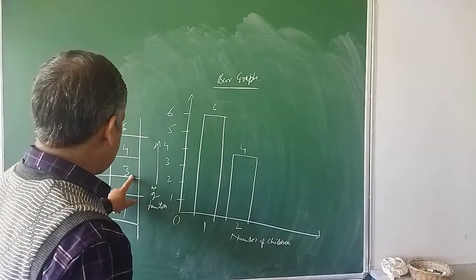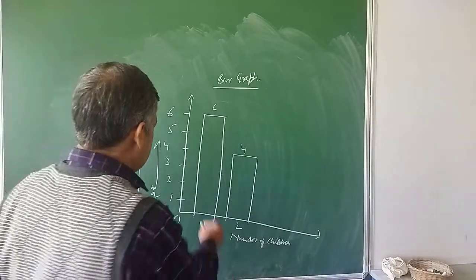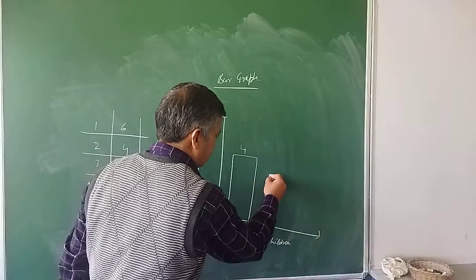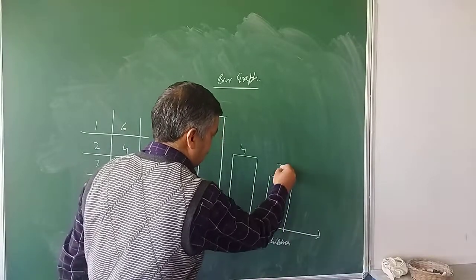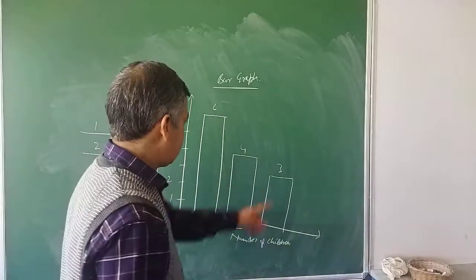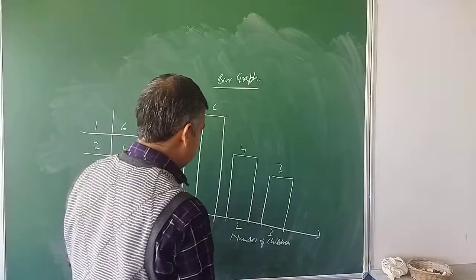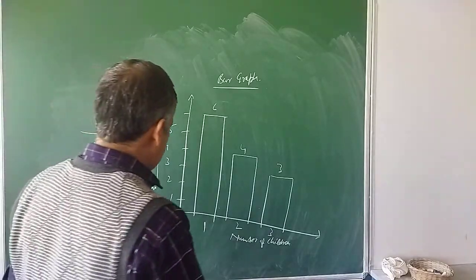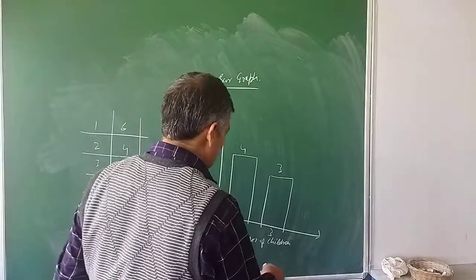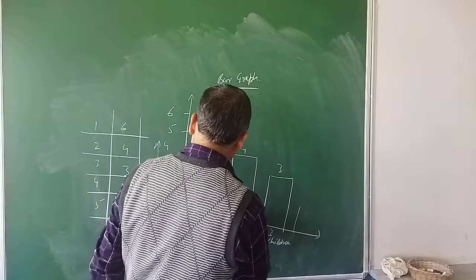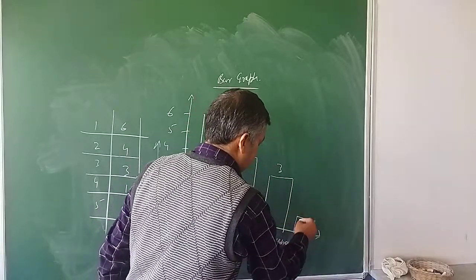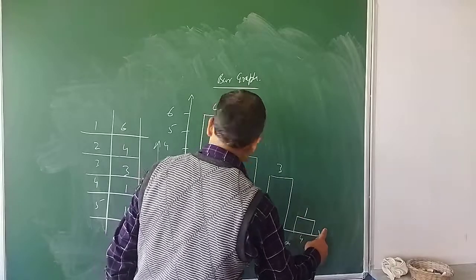Then 3 children are there. So I will go up to 3 only, and I will keep the gap the same, that is, 5 means 5. So here I will put 3 children only. These are the 3 children in 3 families. Then 4 and 5 children. So 4 children in one family, I keep up to 1 only. So 1 child in 4 families.